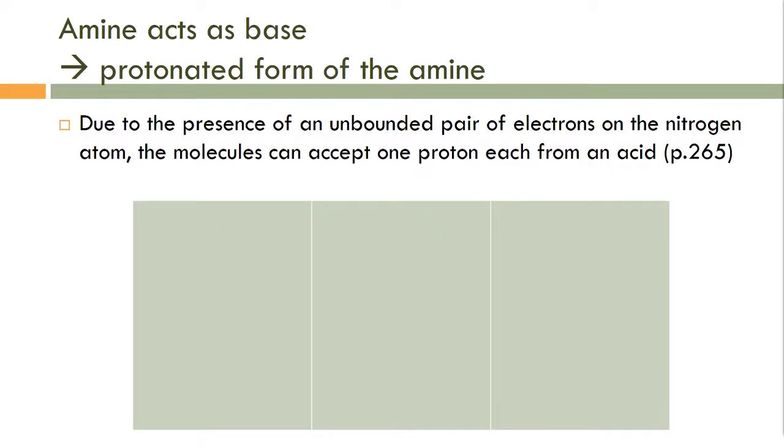So amine acts as a base. Now, hopefully you know that ammonia is a base. NH3 can become NH4. If you look at Essentials page 265, there are 3 protonations that you can find. So 265, 265. And I would like you to copy that.